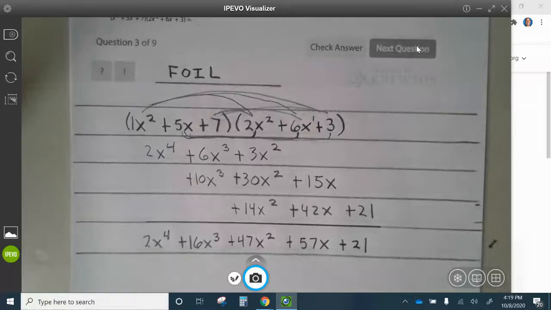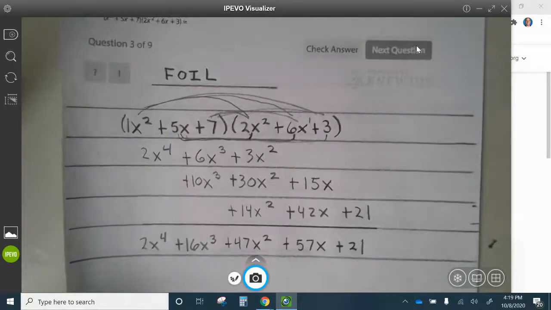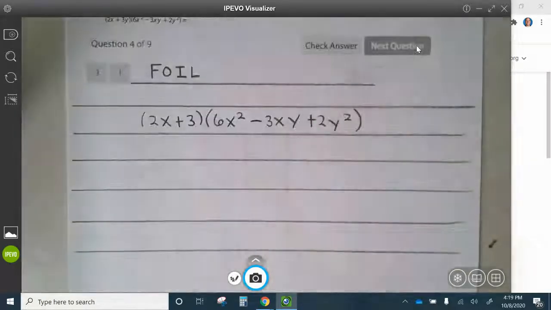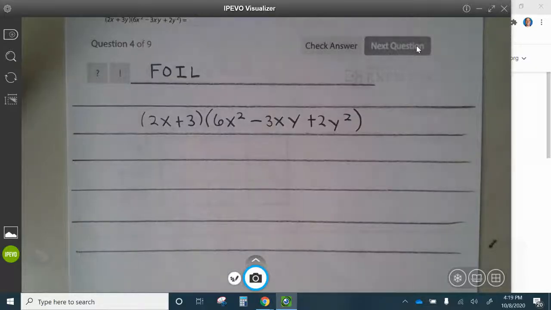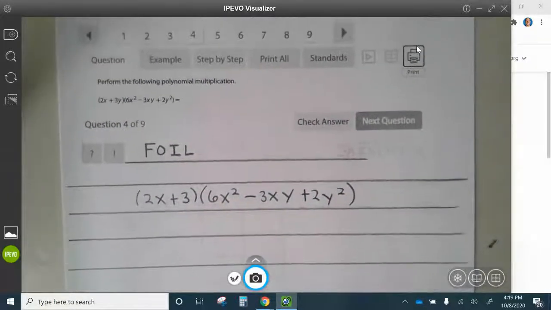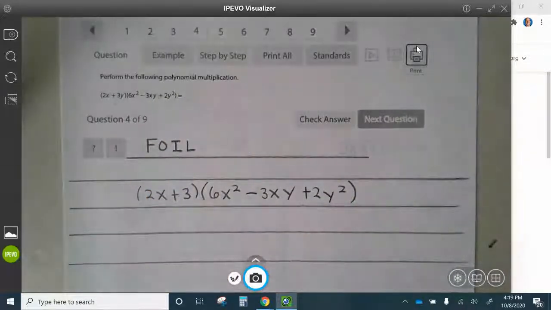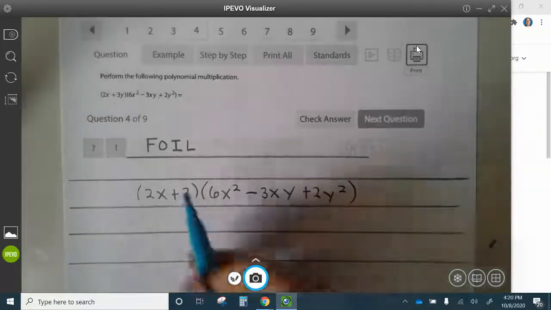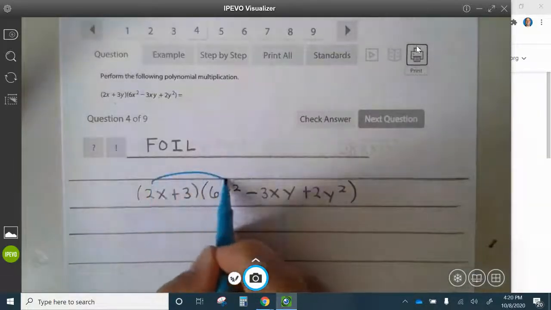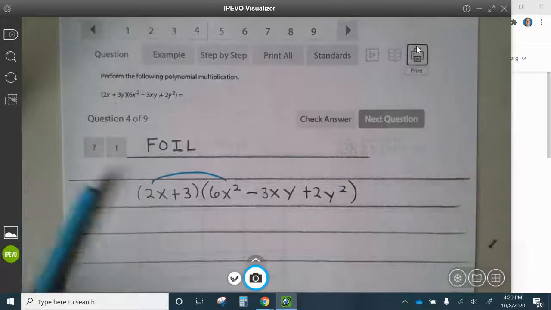All right. Now let's do FOIL again for question number 4. Okay, so we're multiplying this times this. I'm using some colors tonight so you can see maybe a little better. So I'm multiplying this times this. So that's 2 times 6x squared is 12x cubed.